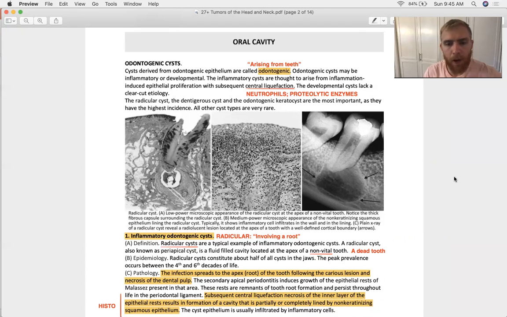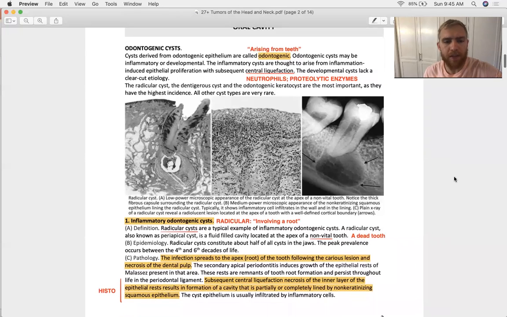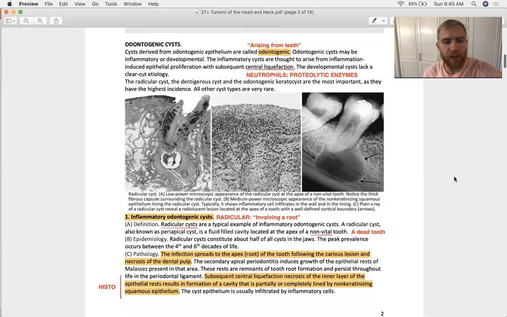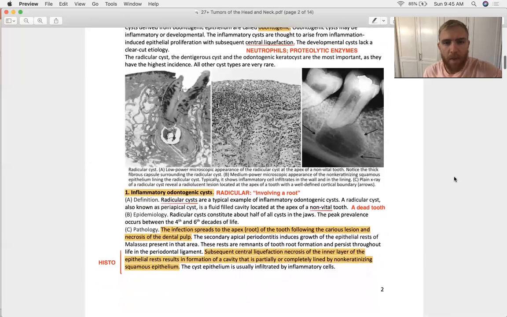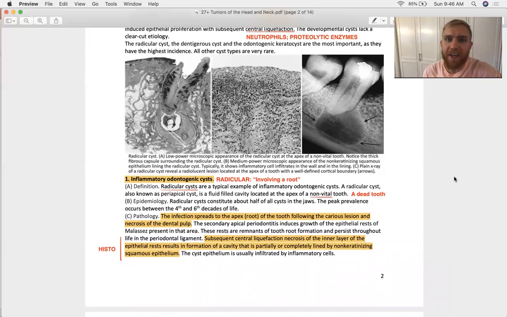And anytime you see pus, what is pus? Dead neutrophils and the liquids they produce. So the central liquefaction in these odontogenic inflammatory cysts is due to neutrophils and their proteolytic enzymes. There's a couple of types of cysts that can grow up around your teeth. One of them is the radicular cyst, and we've heard this word radicular before, and we've heard it in block 3, neuroblock, in reference to radicular pain or radiculopathies, right? And so that's going to be nerve root pain.